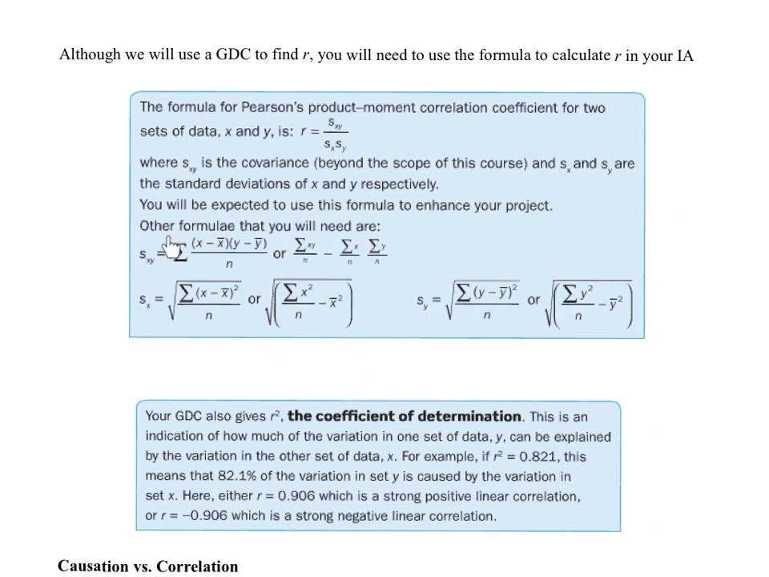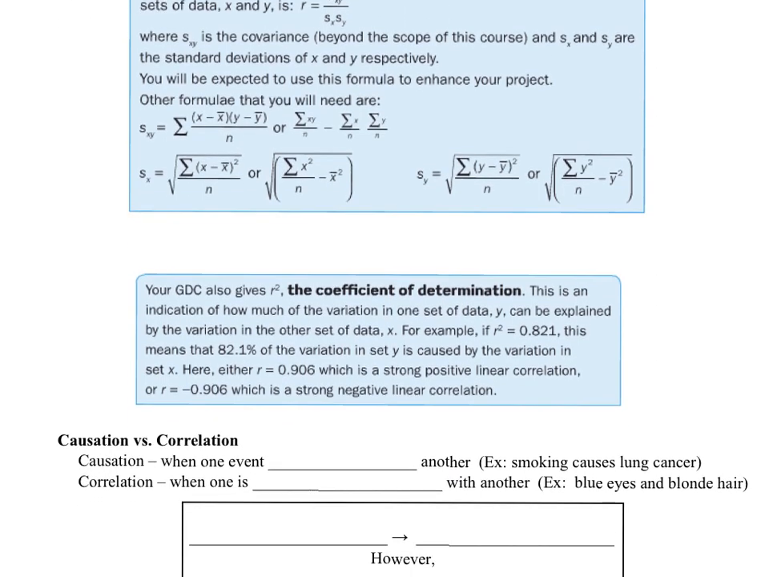So just put that on the back burner. This is a formula you may need to use later in your IA. Just know that that formula exists and you'll find it in your notes. I also want you to take a moment later and read about what R squared is, because that's something else you may want to comment on in your IA. We won't need it for our classwork though.